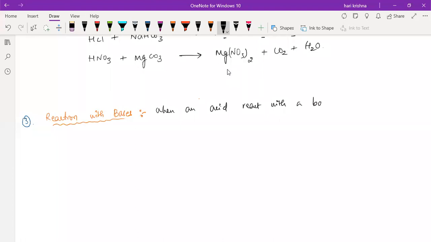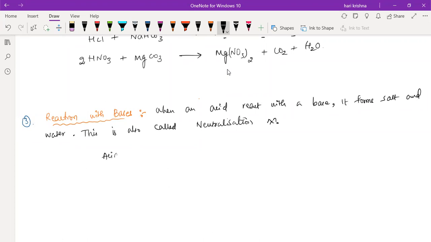So we have to place 2 before HNO3. So that's it. Sir, it is neutralization. Salt and water, and it becomes neutral. Harini, what is the answer? We have to place 2 before HNO3, sir. Two. That's all. It's balanced. Yes, sir. Good. So the third reaction is the acid-base reaction.